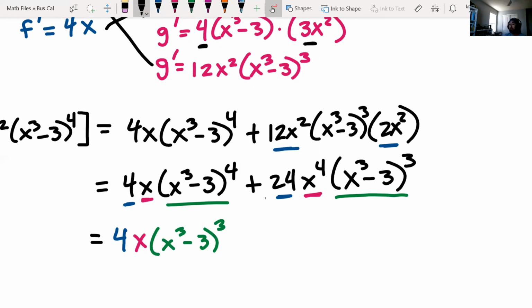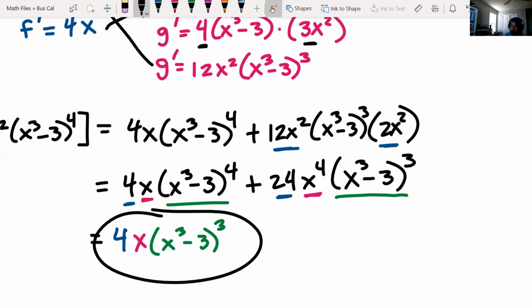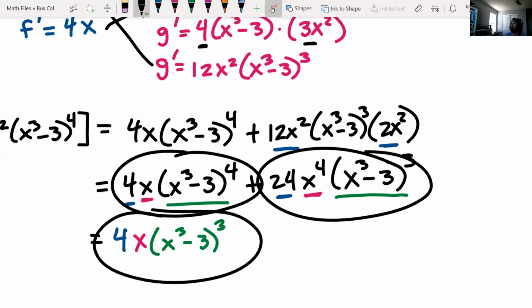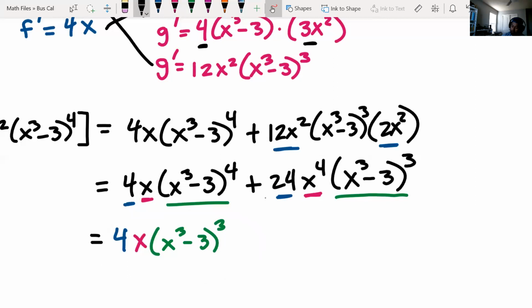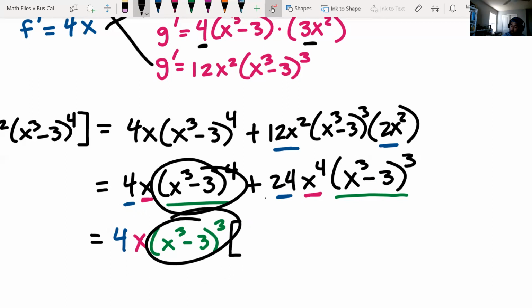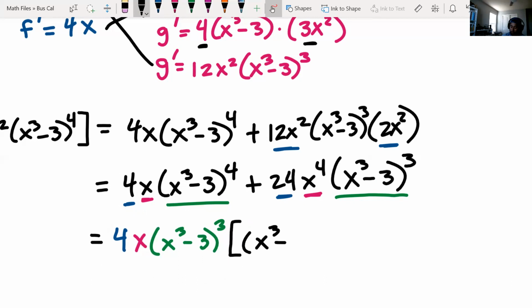Now this is our greatest common factor, and that means we are going to factor this term from both of these terms. So when I factor it, when I take 4x from 4x, those will cancel. When I take x cubed minus 3 to the third from x cubed minus 3 to the fourth, all will cancel but 1. So I will be left with just 1 x cubed minus 3.